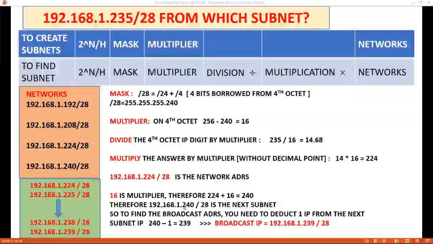Therefore 240 can bring you the next subnet. These things you already knew, right? Once you have found the multiplier, you can simply add the 16 to this network address and find the next subnet. So to find the broadcast address, what you need to do? Again, you can deduct 1 from this 240. Why? This is the next subnet. Just deduct 1 from this and you will get 239, which would be your broadcast IP. So 192.168.1.239/28 is the broadcast IP.